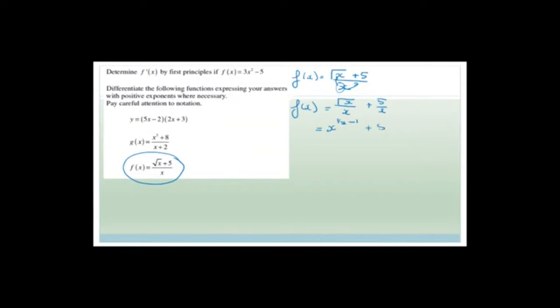Oopsie, plus 5x to negative 1. So that becomes x to the minus a half plus 5x to the minus 1. And that's still f of x. And now we need to find f dashed of x.